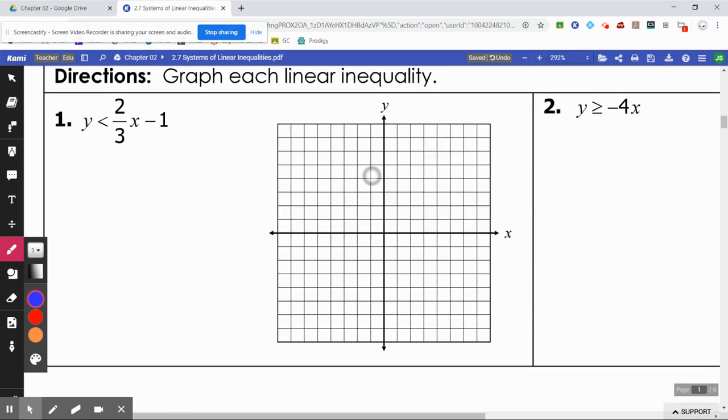Number one, this one's already in slope-intercept form. We have a slope of 2/3. We have a y-intercept of -1, so we plot our y-intercept. We rise 2 and run 3, and we continue doing that until we get enough points to where we're comfortable graphing. If it's a greater than or a less than, we're going to do a dotted line. So I'm going to do a dotted line through all these points.